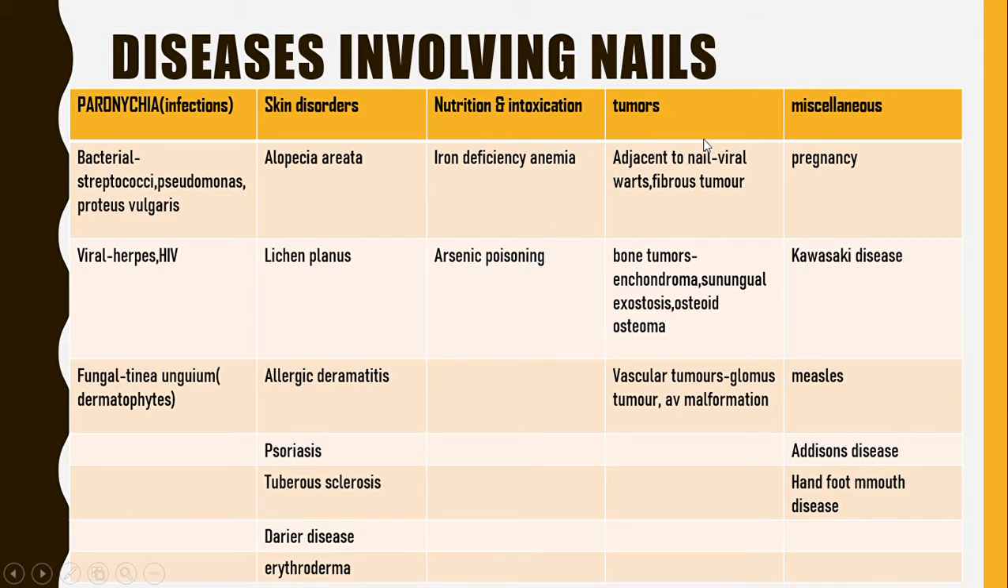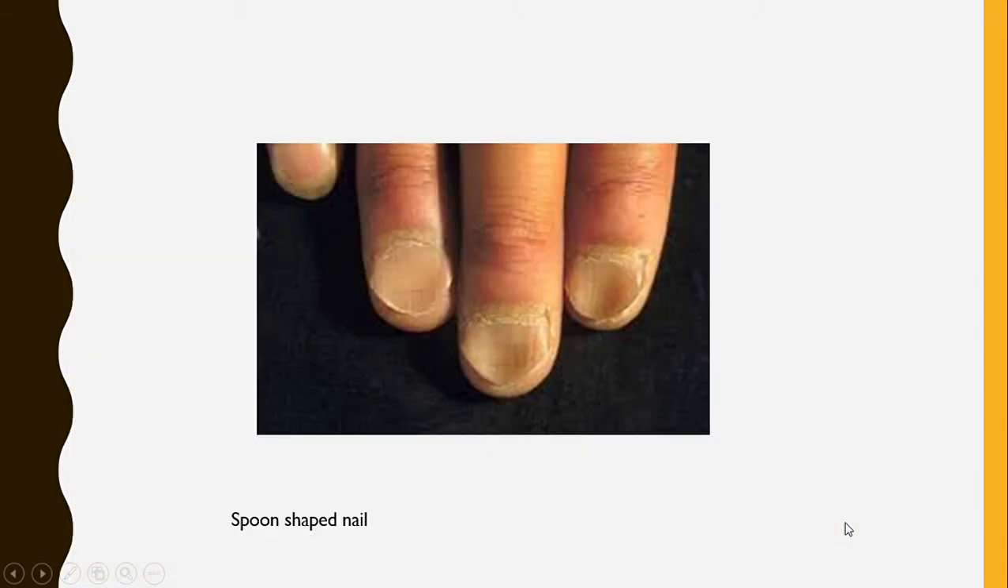Those related to tumors adjacent to the nail are viral warts and fibrous tumors, and bone tumors are enchondroma, subungual exostosis, osteoma, and those related to vascular tumors are glomus tumor, AV malformations. Miscellaneous are related to pregnancy, Kawasaki disease, measles, Addison's disease, hand, foot and mouth disease. Now we'll see the images.